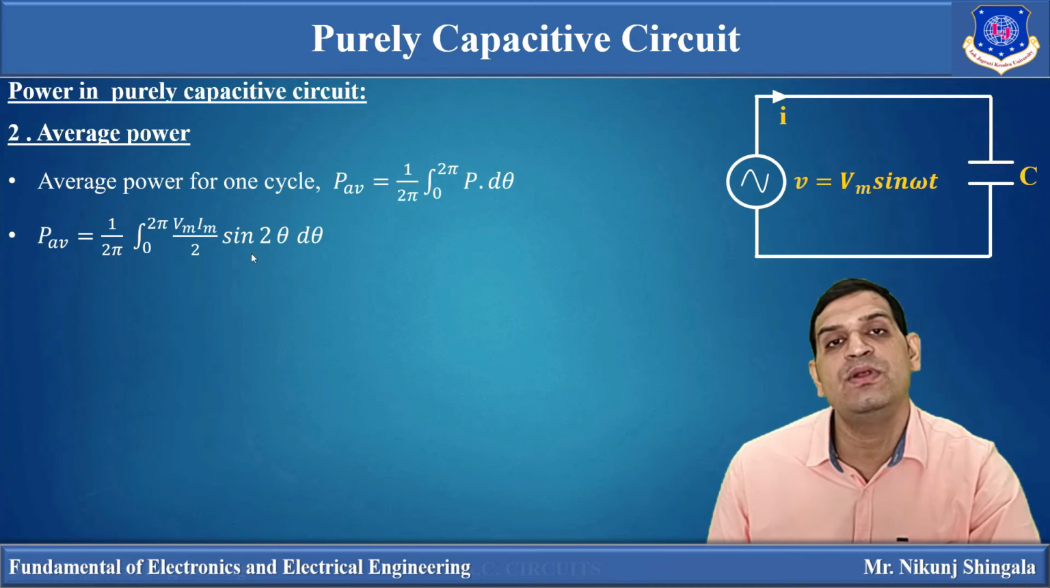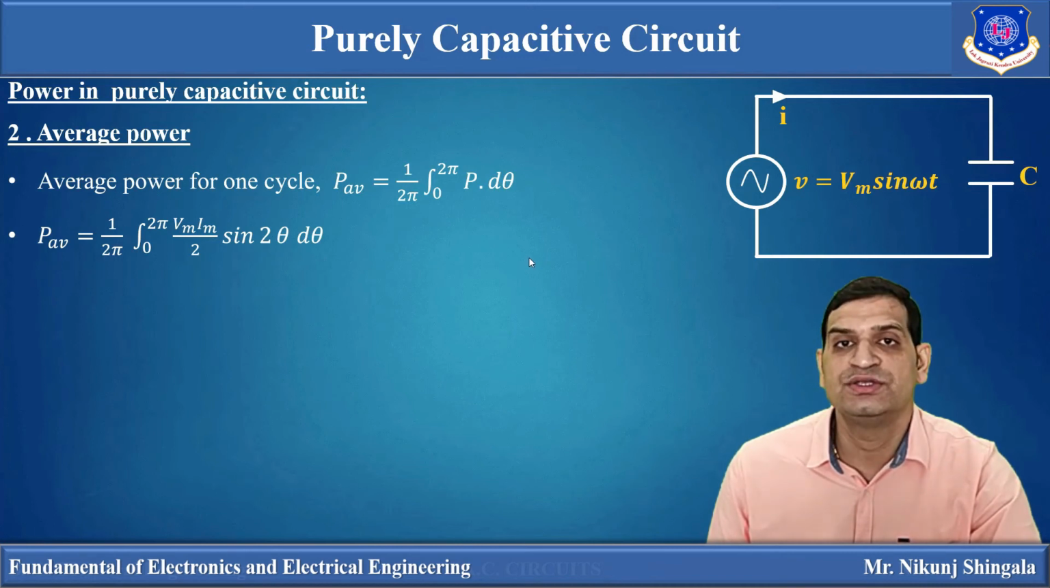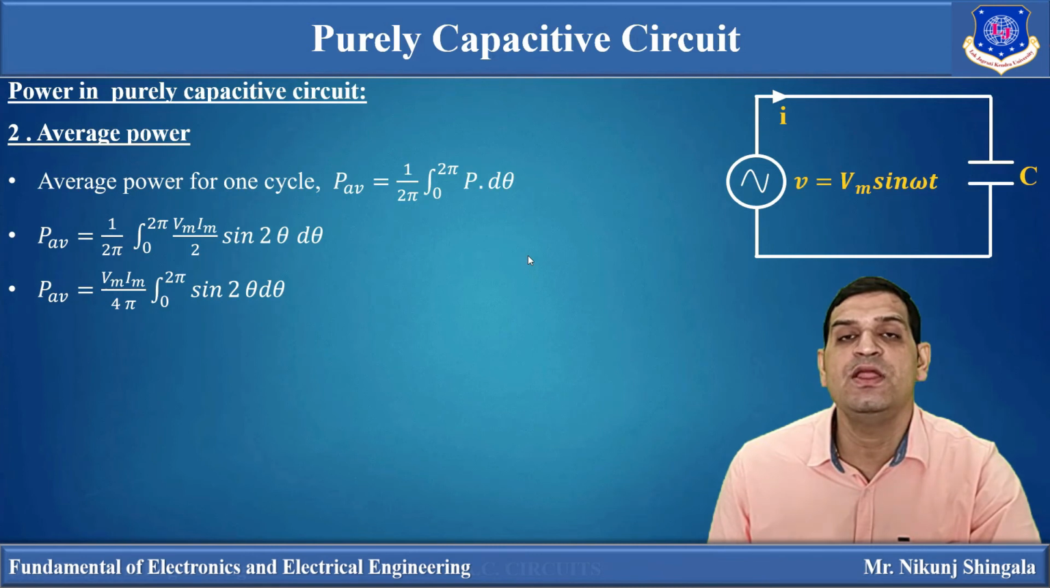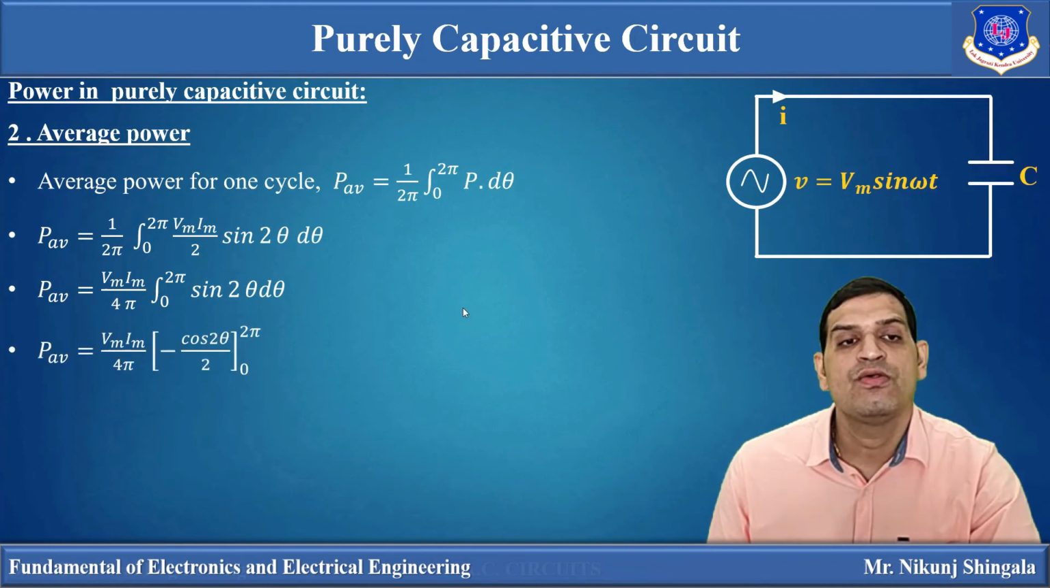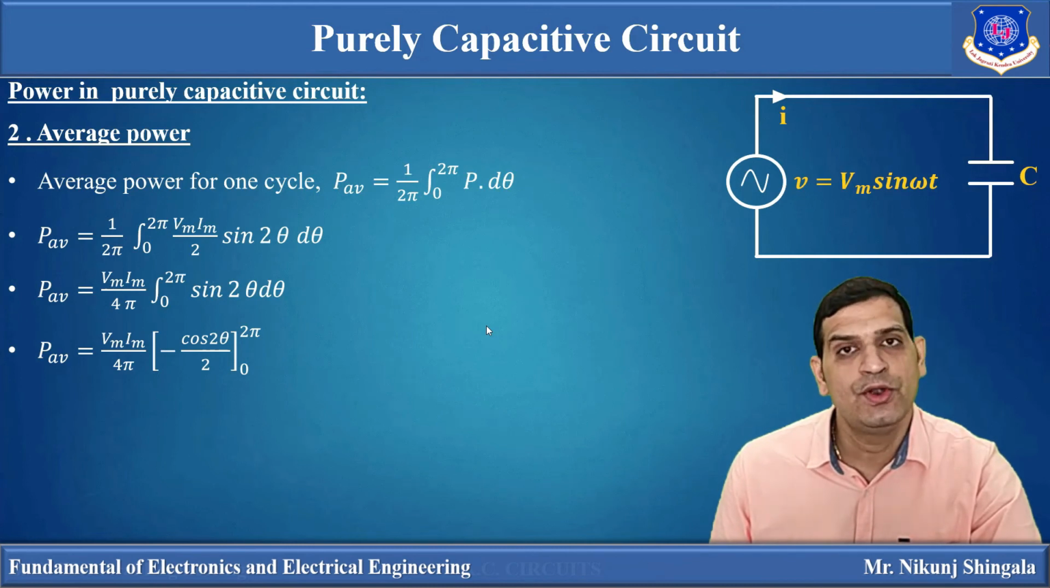Now Vm Im divided by 2 is a constant term, so taking it outside, we have Vm Im divided by 4 pi, integration 0 to 2 pi sin 2 theta d theta. Now integration of sin 2 theta with respect to theta is minus cos 2 theta divided by 2. So P average can be written as P average is equal to Vm Im divided by 4 pi, in bracket, minus cos 2 theta divided by 2. Limits are from 0 to 2 pi.